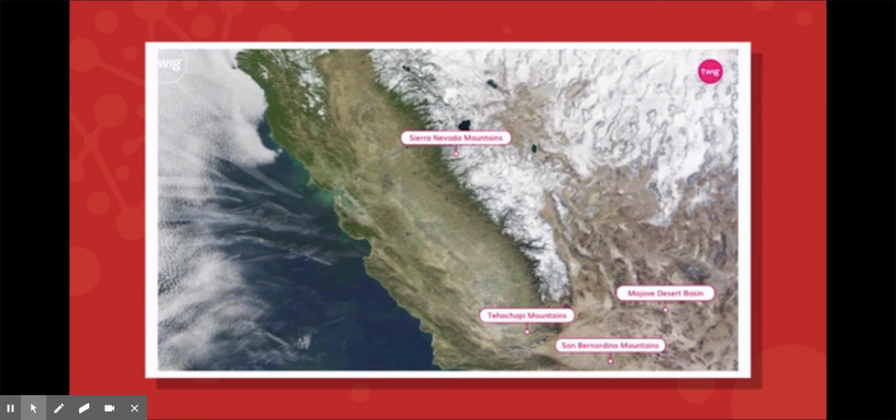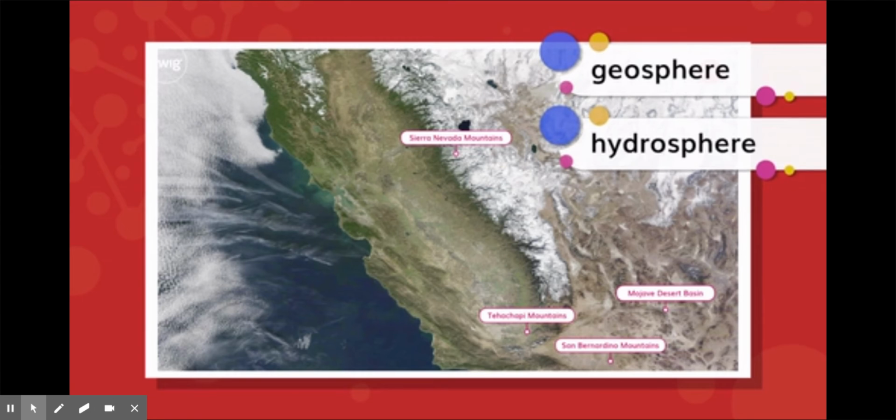What two spheres are we talking about here? Yes, the geosphere and the hydrosphere. Those clever folks at the Twig Science Lab have made us a model of the Mojave Desert. This model will help us to observe the interactions between the geosphere and the hydrosphere in the Mojave.